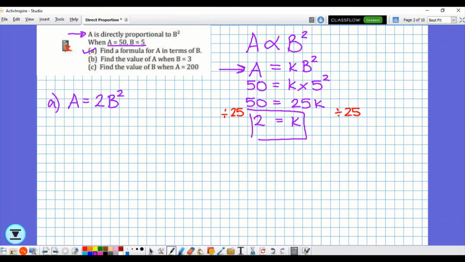Now for part B, it says find the value of A when B is equal to 3. So writing out the formula again.